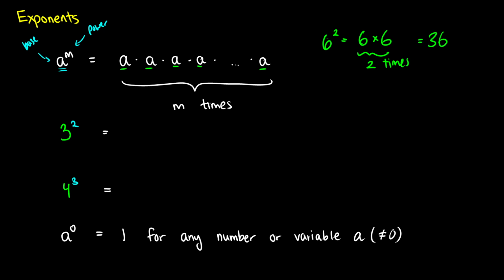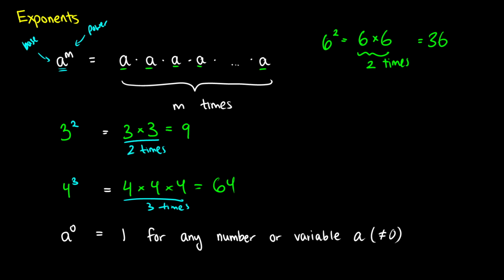So some examples here. Let's say we have 3 to the 2. Well, this is saying I want 3 times itself 2 times. So this is 3 times 3, and that gives us a total of 9. What about 4 to the power of 3, or 4 cubed? Well, this will be 4 times 4 times 4, which gives us 16 times 4, which is 64. So as you can see here, this is a total of 3 times. And to refresh, in the previous example, 3 times 3, we have this 2 times, and this corresponds to the power.